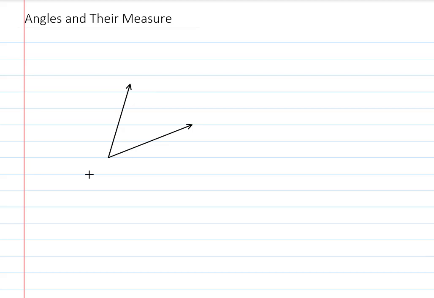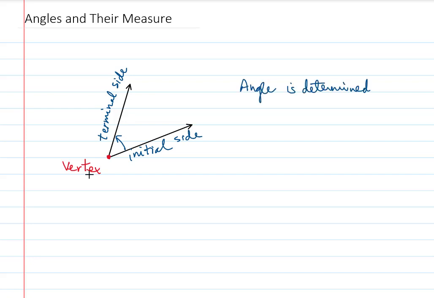Now we're in the plane here. We're going to label a few things in here, and we have this point here where those two rays intersect, which is what we call the vertex. Okay, this first initial side ray is called the initial side, and this would be the terminal side. So the rotation of this ray is going to form an angle there, and that's how we're going to define an angle. So an angle is determined by the rotation of the ray about its endpoint.